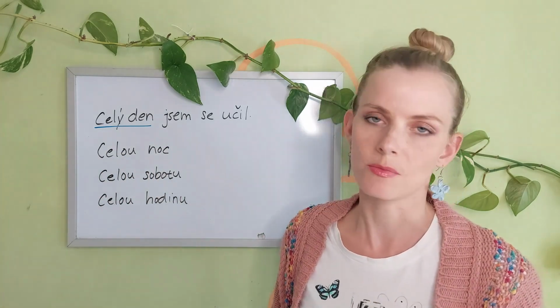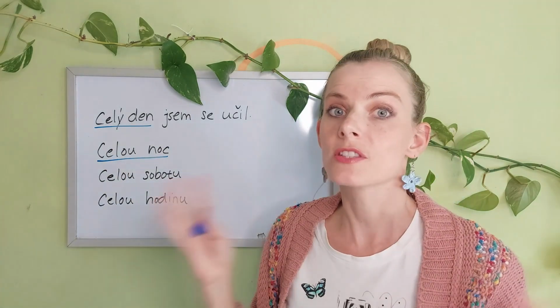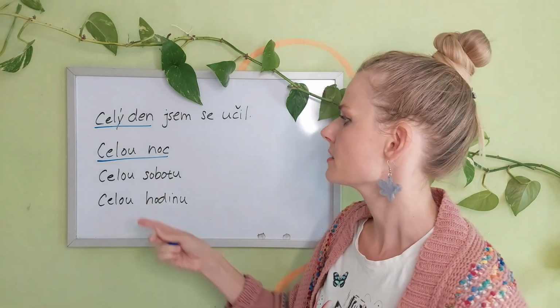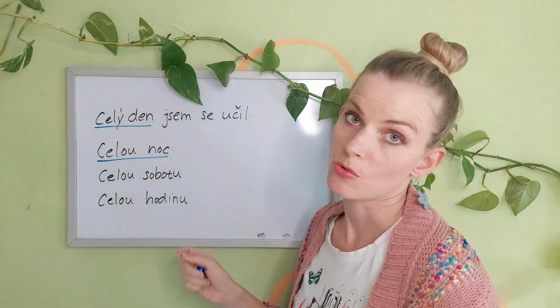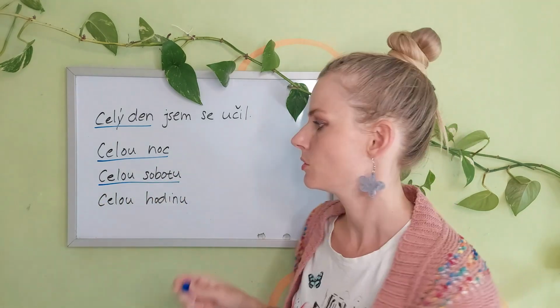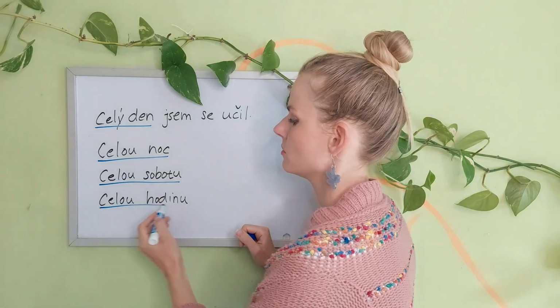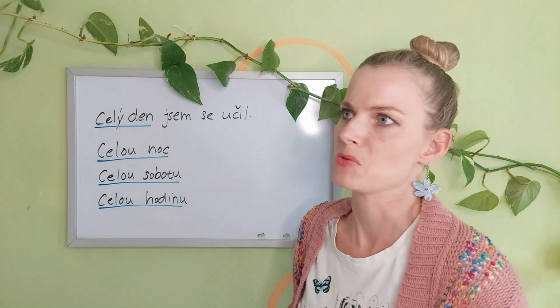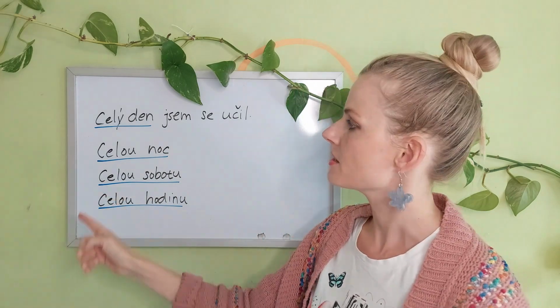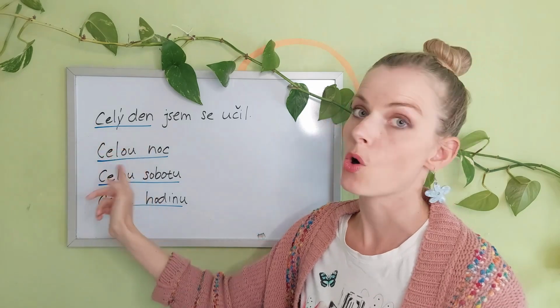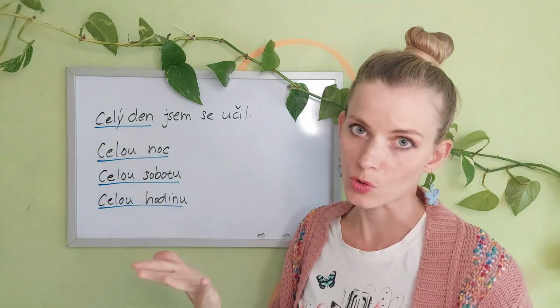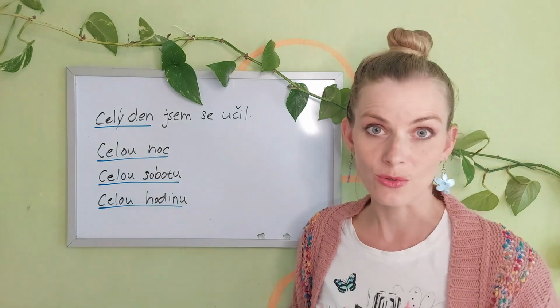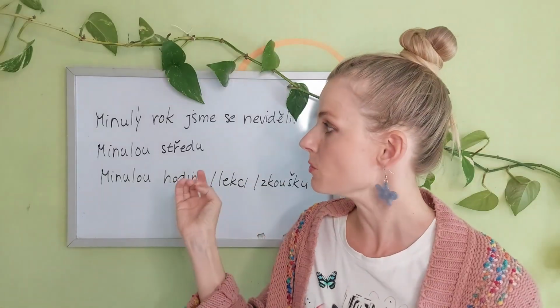Celou noc jsem se učil. Or the whole Saturday. The whole Saturday I studied. Celou sobotu jsem se učil. Celou hodinu. The whole hour. Celou hodinu jsem se učil. Or the whole lesson too. I was studying during the lesson. Let's read these. Celý den, celou noc. Celou sobotu. Celou hodinu. Now the adjective minulý.